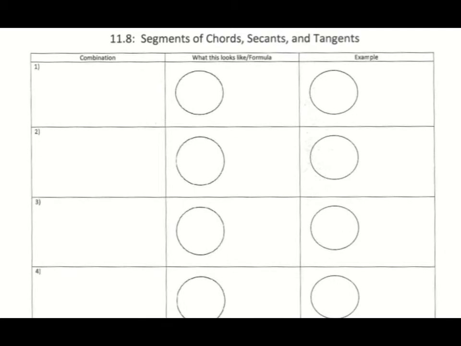In our last section of Chapter 11, we're going to look at the relationships and the formulas between chords, secants, and tangents. So we are going to start off with our first one. Our first combination is if we have two tangent lines on our circle. So a tangent, tangent.